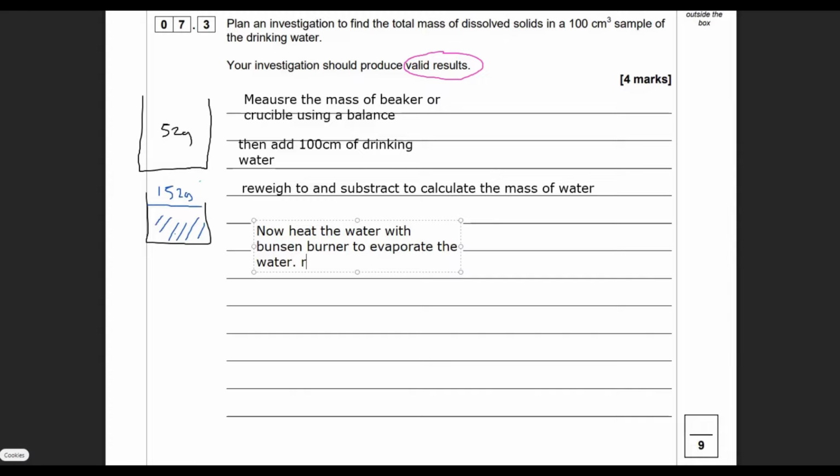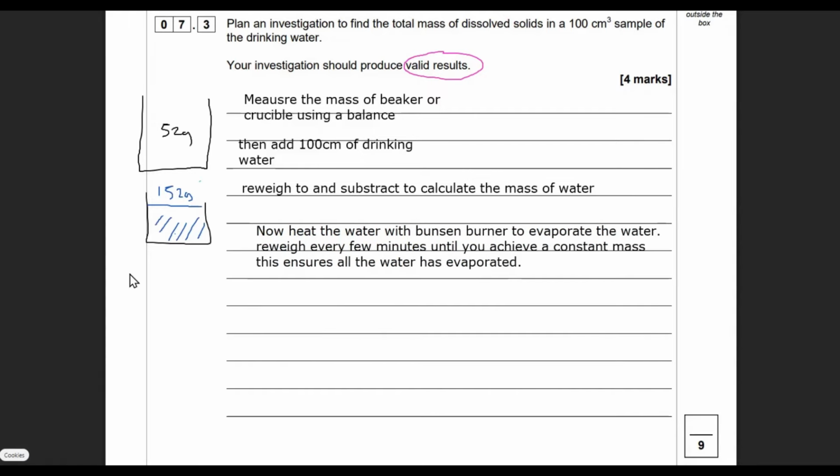Now we're going to heat the water until we evaporate all the water. How do you know all the water is gone? You could say, well, look at it. That's not good enough in science. We need to heat it until a constant mass. This means you heat it, weigh it, heat it, weigh it. Once you see all the water's gone, you still heat it, weigh it every 5 minutes until you get 2 or 3 measurements where the mass stays the same. Then you know no more water's coming off and all the water has evaporated.